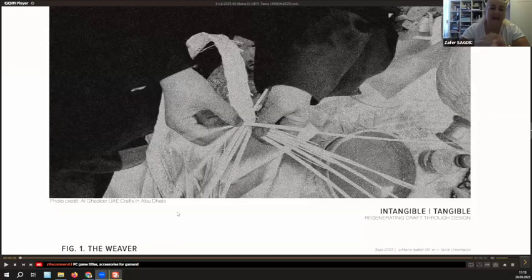So I would like to invite dear Maria Oliver and Tania Ursomarzo, who are attending today from a far away geography. I think you are from the United Emirates right now. They are from the American University of Sharjah, and their topic is Intangible, Tangible: Regenerating Craft through Design. Please welcome them.